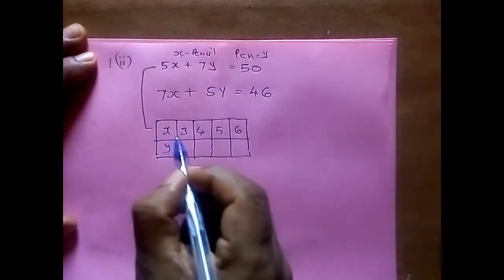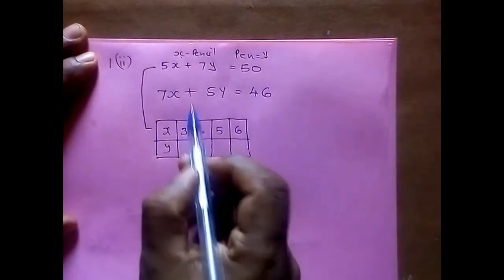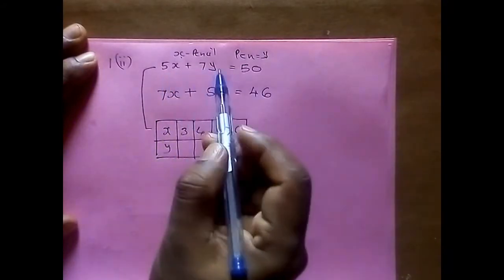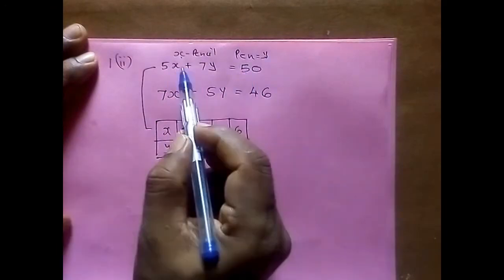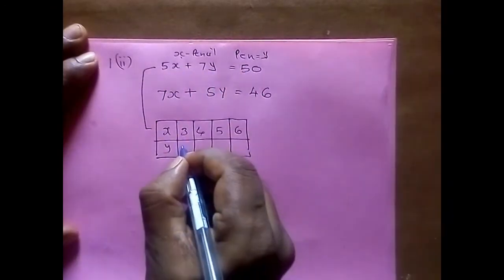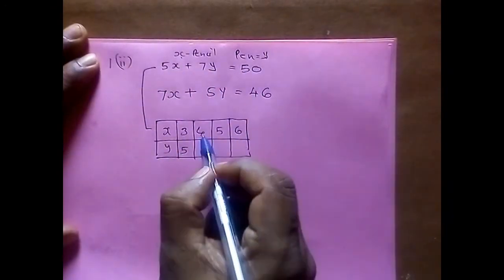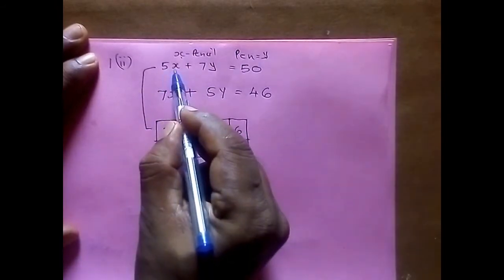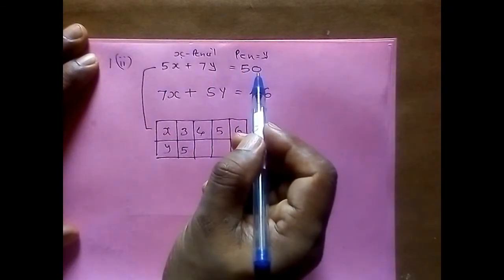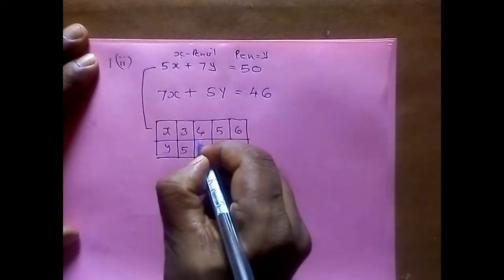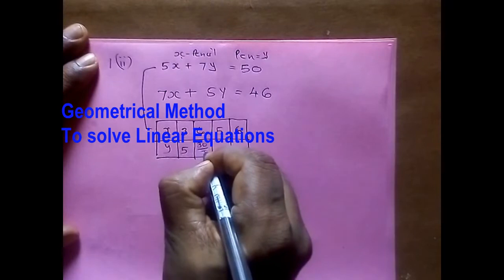When x is equal to 3, 5 into 3 is 15. So 7y is equal to 50 minus 15, that is 35. So y is equal to 5. When x is equal to 4, 5x is equal to 20. So 7y is equal to 50 minus 20, 30. So y is equal to 30 by 7.